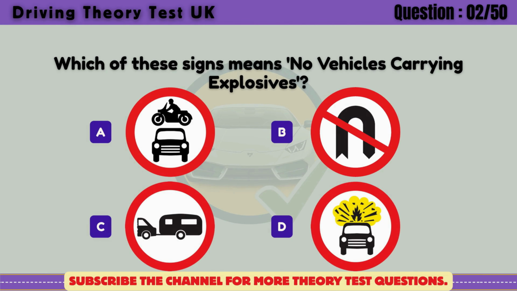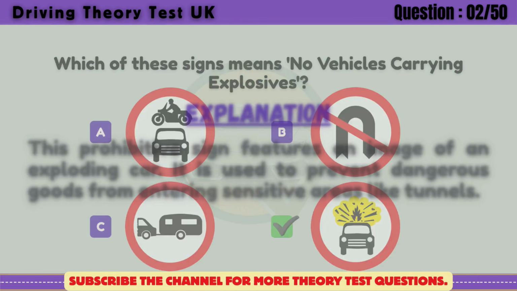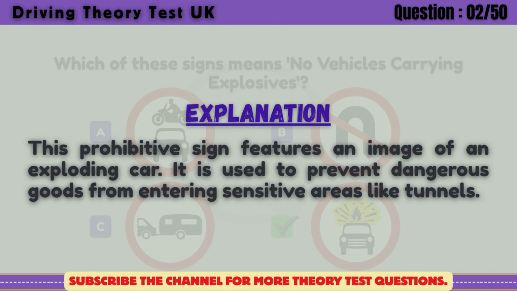Question 2. Which of these signs means no vehicles carrying explosives? Answer is D. This prohibitive sign features an image of an exploding car. It is used to prevent dangerous goods from entering sensitive areas like tunnels.